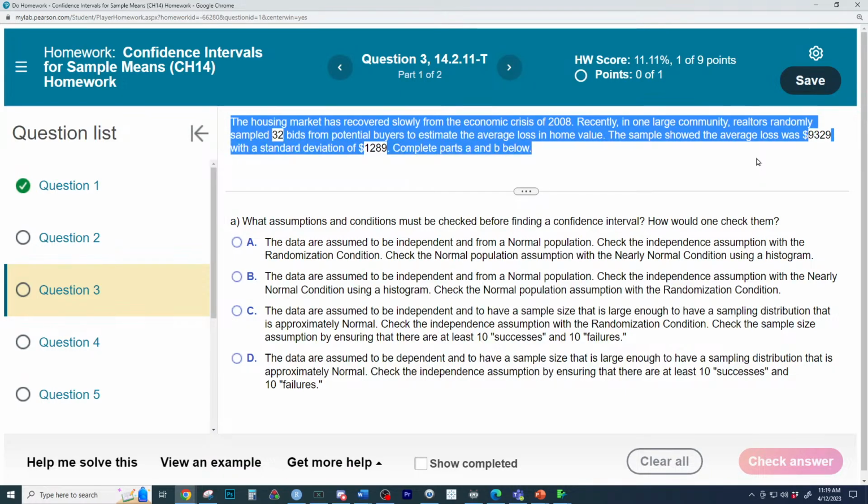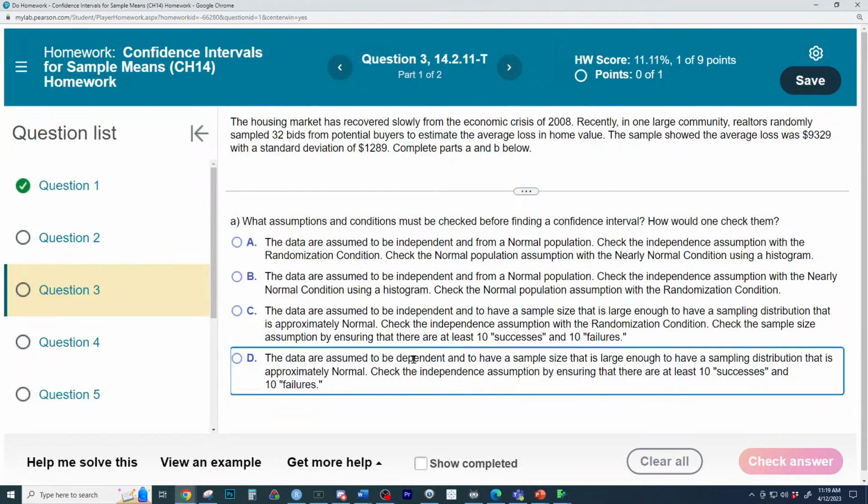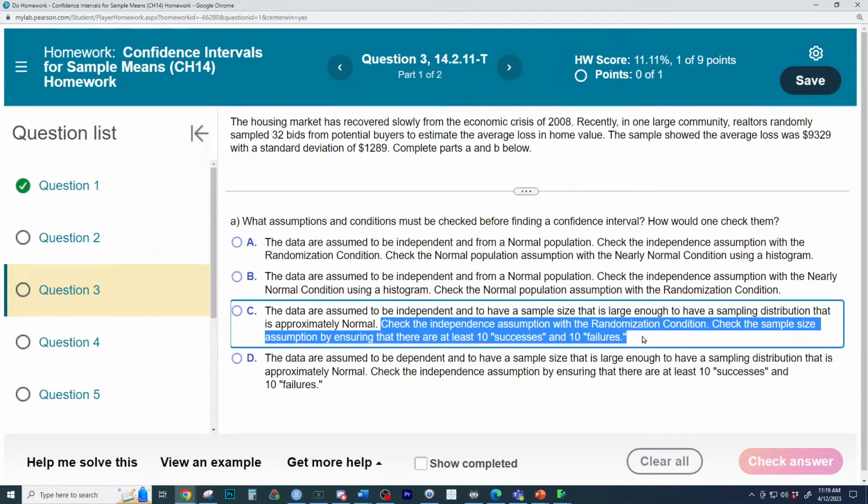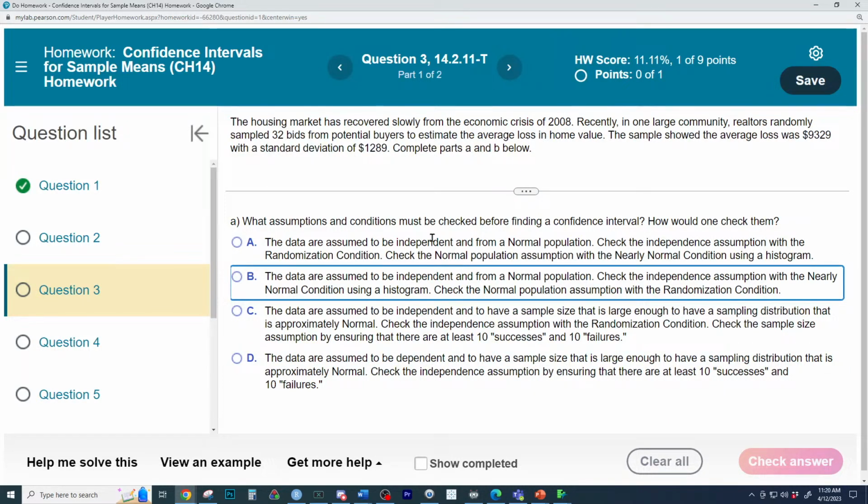Since we're doing quantitative data, we can eliminate D because D has success failure right there. And we can eliminate this one because it has success failure. So we're just down to A and B now. So we've got a 50-50 shot of getting it correct, but we're going to make sure we get it correct. Great job, Marcus, right there.